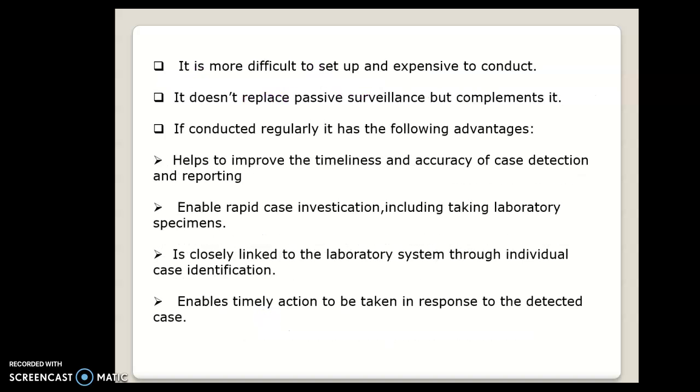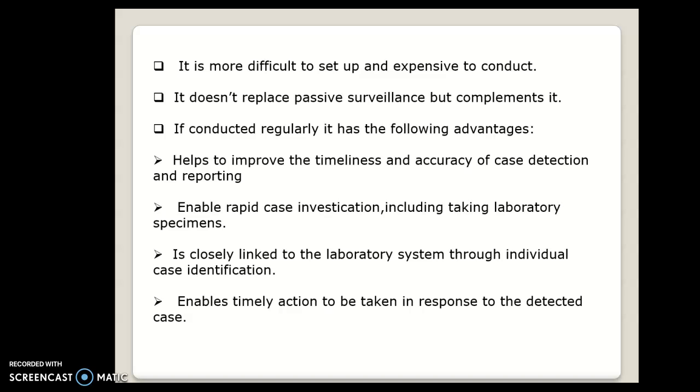And in ProMED and Global Public Health Intelligence, this is an online tool where they provide early information about the disease. Active surveillance is more difficult to set up and expensive to conduct, and does not replace passive surveillance but complements it.